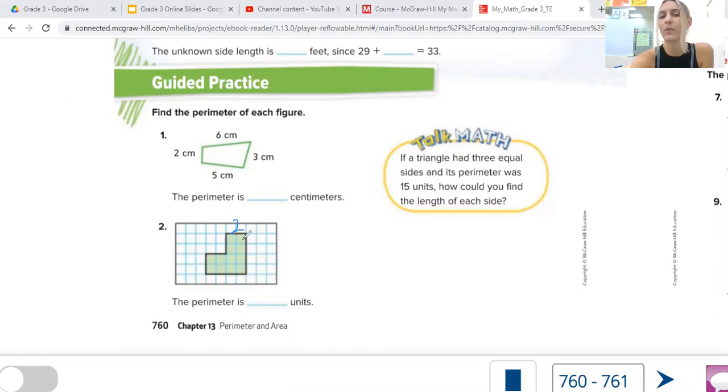I guess I'll do one more. 1, 2, 3, 4. This side is 4. You can find the other 4. Then add it all together. You already have the label.